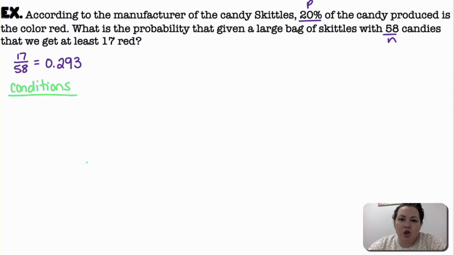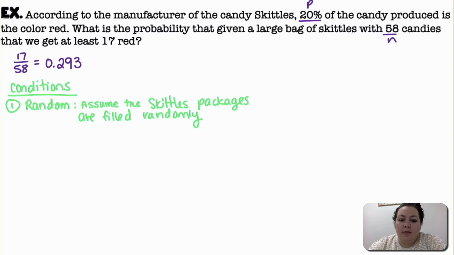All right, so in order to be able to use a normal CDF to figure this out, I have to check that the conditions for normality are met. Random: they didn't say anything about random, so usually you're looking for it. It's usually going to be stated. But I'm going to assume that the Skittle packages are filled randomly, that there's a random mix of all the different colors in there. The 10% condition: 58, which is the sample size, is less than 1/10 of all Skittles.